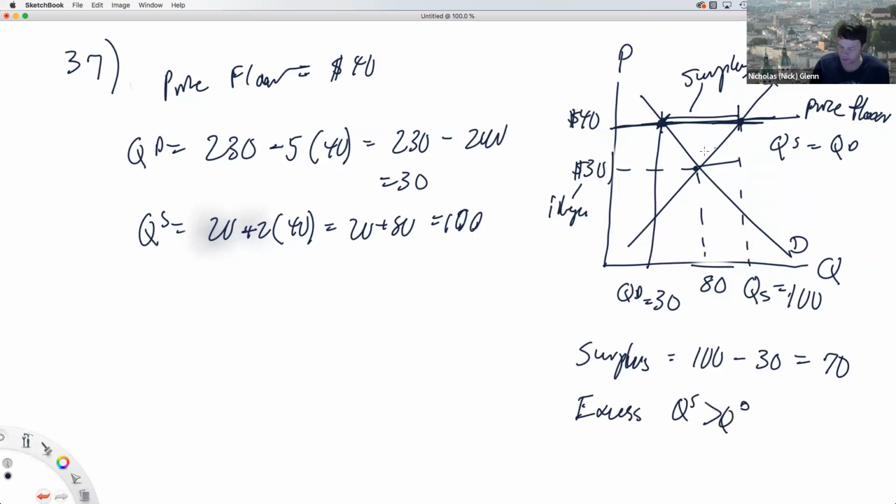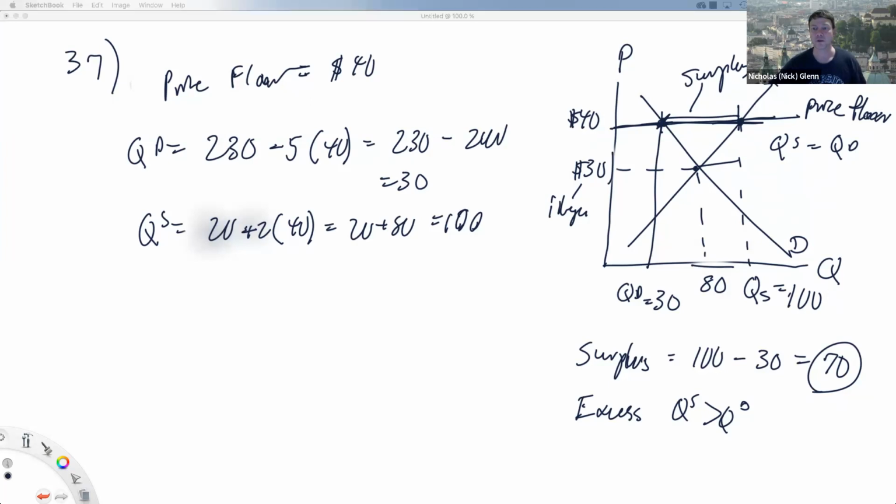Well, you did that by substituting back into these equations, when you know the price is going to be 40 bucks. When we get 100 for quantity supplied and 30 for quantity demanded, that means there's going to be 70 units of this good produced that you can't sell. So you have a surplus here of 70. Okay. All right.